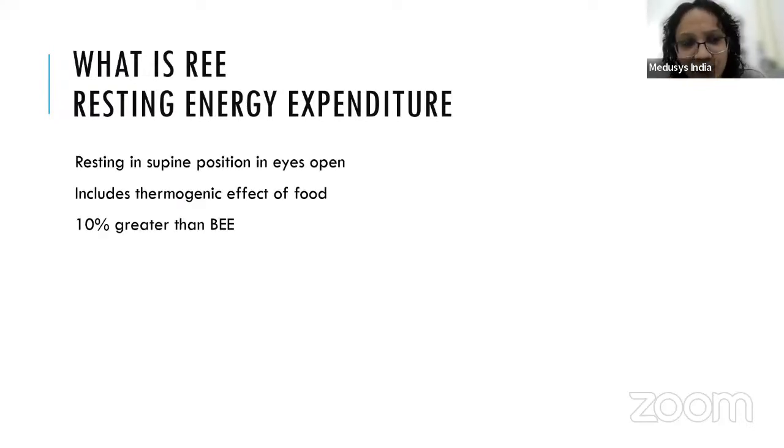Resting energy expenditure is taken in a patient when the person is lying in supine position but with eyes open, and it includes the thermogenic effect of food. Like when we were saying BMR, we have asked the person to be fasting for 12 hours. So here we are including the thermogenic effect of food, and by calculating it, it is said to be 10% greater than BEE.